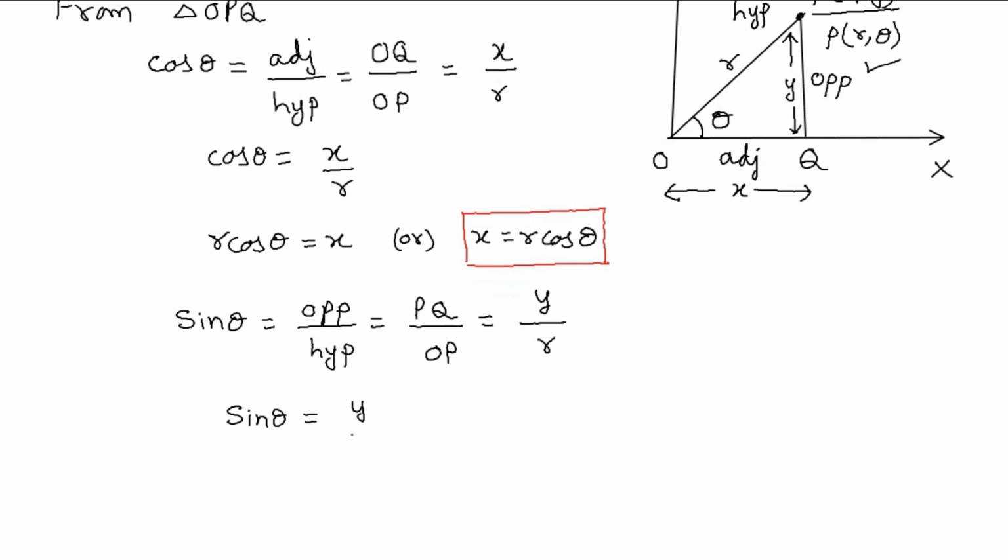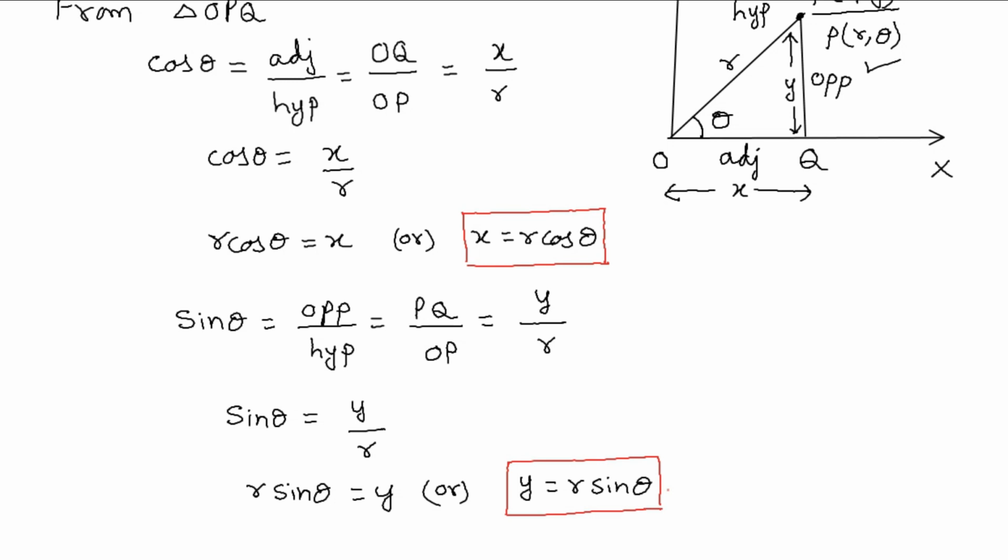y by r. Cross multiply this r to the other side, we get r sine theta is equal to y, or the value of y is nothing but r sine theta. So hence we have represented y also in terms of the polar coordinates. So y is equal to r sine theta.